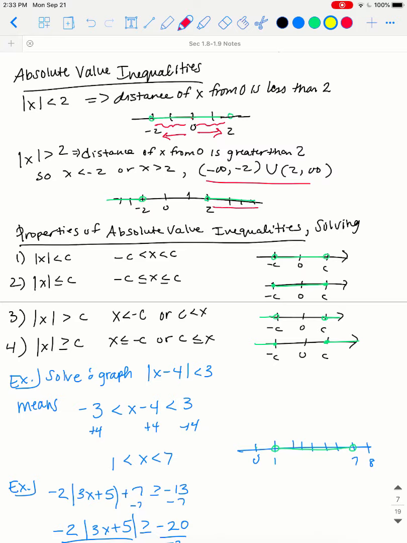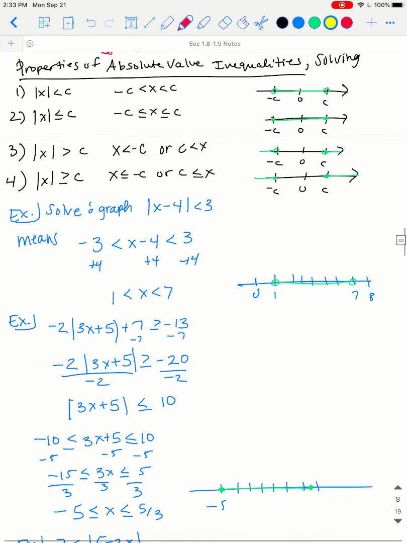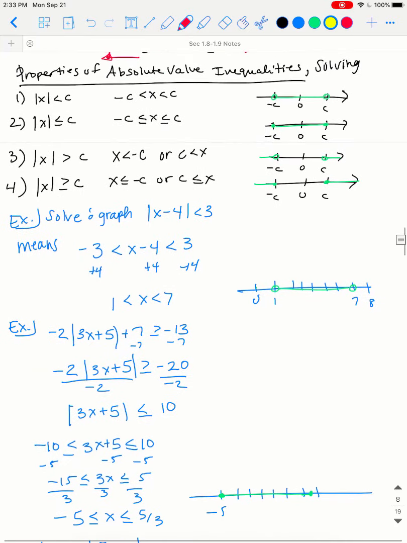But basically, I want my distance from 0 to be greater than 2. So if my values are this way, they're greater than 2. And if my values are this way, they're also greater than 2. So just be careful about negatives: even though I'm going to the left, that means my distance from 0 is still positive. It's not a negative value because distance is always positive.